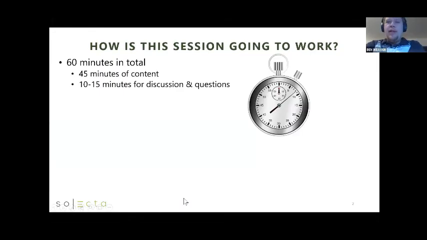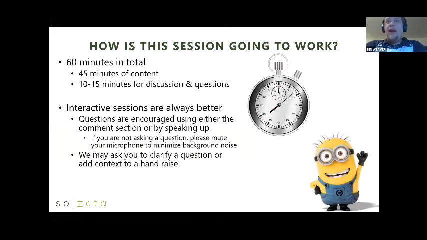So just a little ground rules as we start. This will be basically about 45 minutes of content, and we'll have about 10 to 15 minutes for discussion and questions at the end. I do like to have interactive sessions. They're always better to get people engaged.